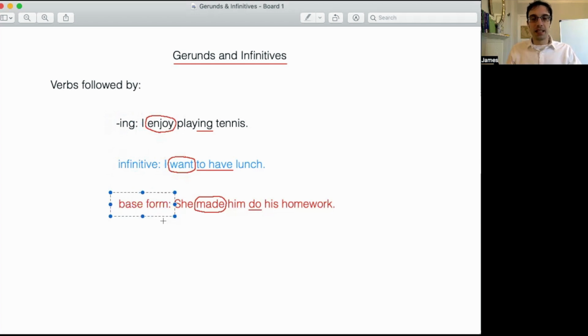Now, you might see this explained a little differently depending on the grammar book you use. But in this lesson, when I say infinitive, it means the verb with to. And then when I say the base form, it means the verb without to. Okay? Now, what decides whether a word is followed by ing, infinitive, or base form? Well, it all depends on the first verb. Okay? So in this case, the word enjoy is always followed by ing. Okay, so it could be enjoy playing, enjoy doing, enjoy going, and then you finish the sentence.